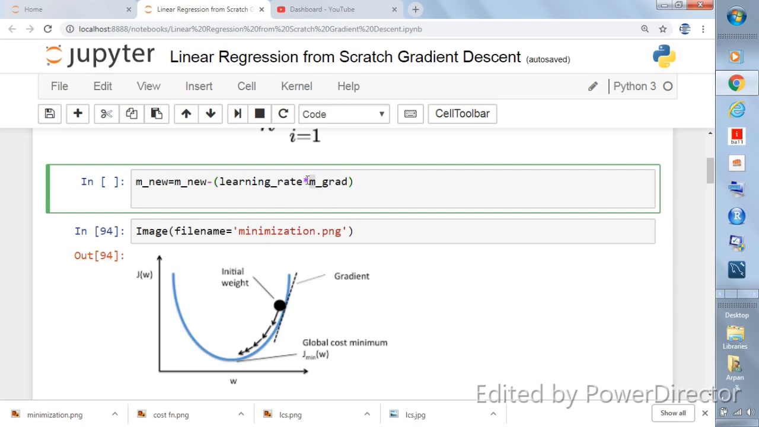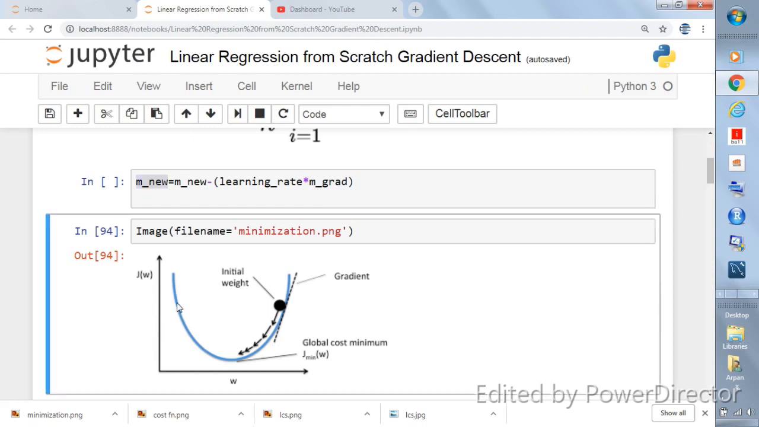So m grad is the slope, and if it is negative, then the term becomes negative, and negative again becomes positive. That means the new m will be more than the old m. If m grad, that means the slope, is negative, then negative becomes positive. So if we are here, the slope is negative, due to which the new m value will be more than the initial, old value.